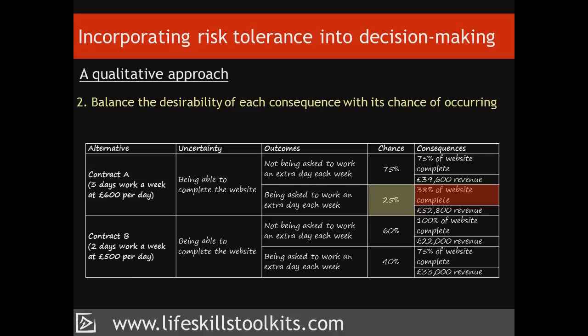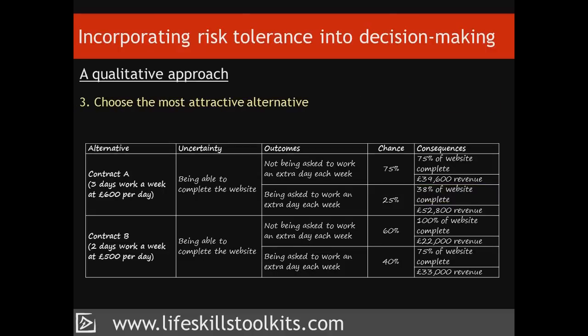When it comes to completing the website, John would rather earn less money and complete the site than earn more money and have less time to work on it. Three, choose the most attractive alternative. Based on his desire to complete the website and the 25% chance of completing just over a third of it after 6 months, John decides that he will accept contract B.